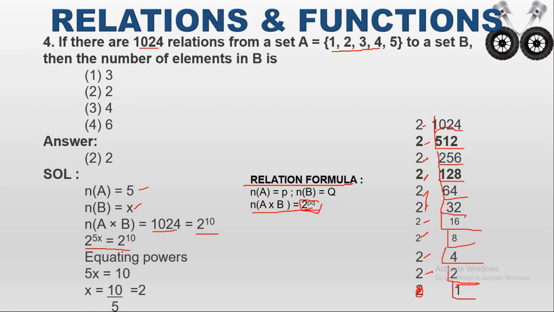So here the bases are same. That means we can equate the powers. So the power is 5x equal to 10. So in LHS 5 is in multiplication with x. When it comes to the RHS it is in division. So x equal to 10 divided by 5. So we can cancel 5 into 10, so it will become 2. So what is the x value? The x value is 2. What is x? X is the number of elements presented in B. So n of B equal to 2. So which option is it? Option 2. So option 2 is the correct answer.